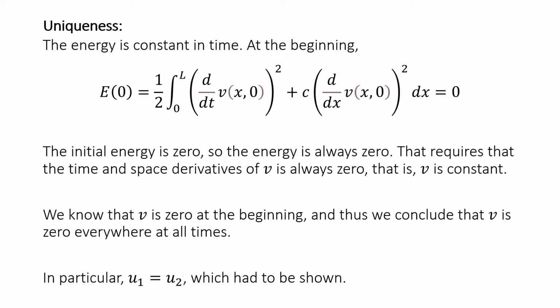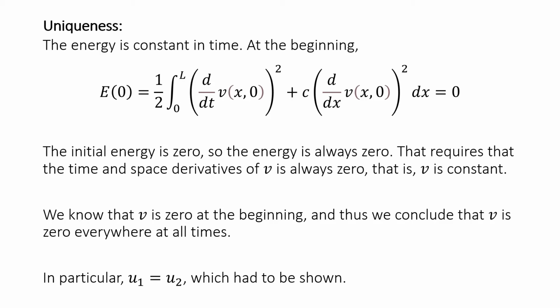Now, if you take a look at the definition of the energy, it can only be 0 if at all times the time and space derivatives of v are 0. And that just means that v is constant in space and time. And so, finally, since we recall that v is 0 at the very beginning, we conclude that v is 0 everywhere at all times. In particular, u1 and u2 are always the same, which had to be shown. That shows the uniqueness of the solution.